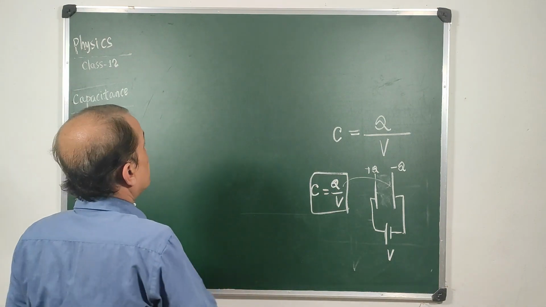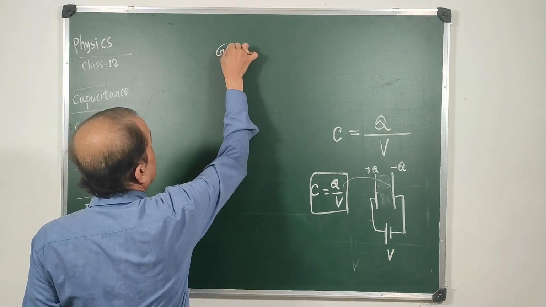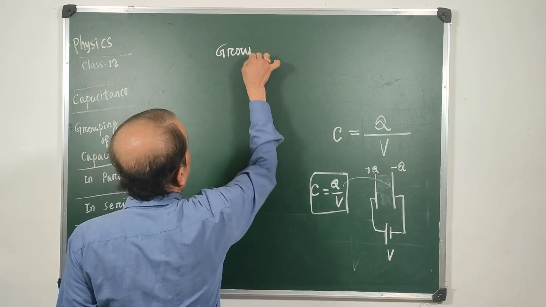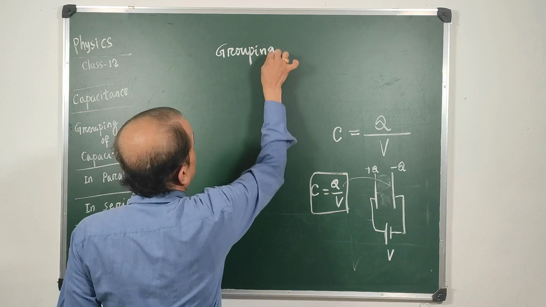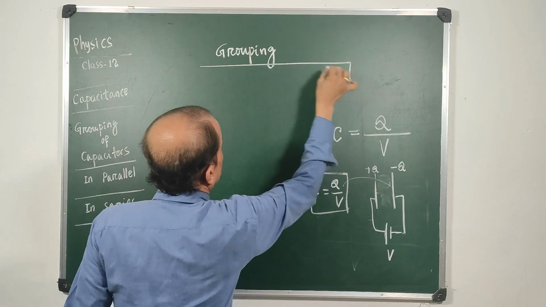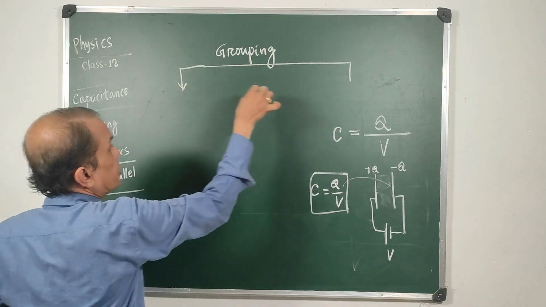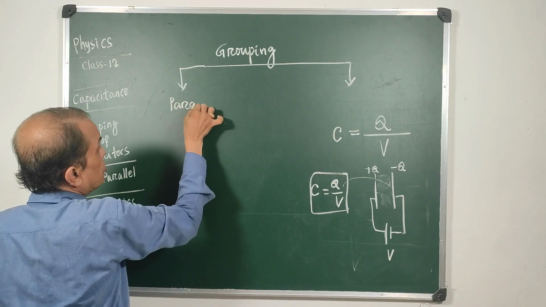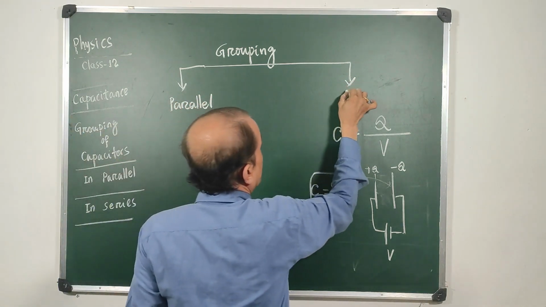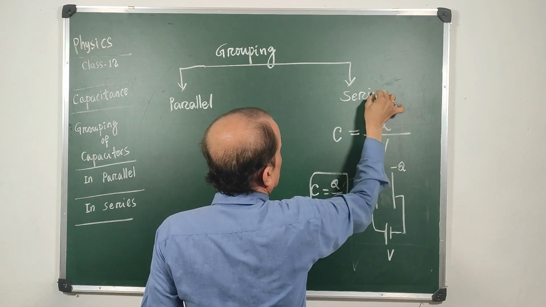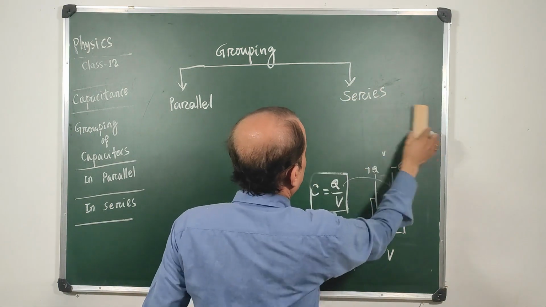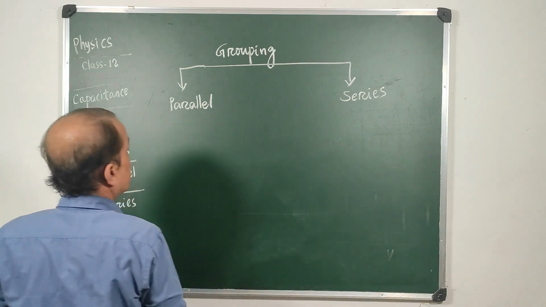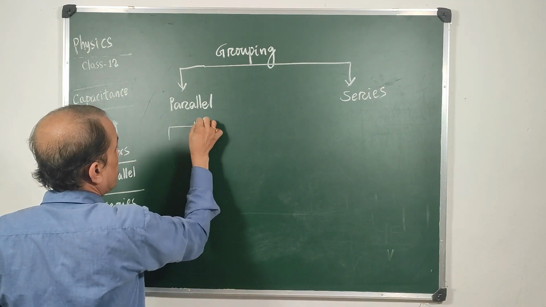Next we shall think of a grouping or combination of capacitors. Grouping or combining capacitors can be done in two ways. It can be done parallel to each other, or it can be done in series. Pictorially, if we take it in pictures, how would they look in a circuit? Suppose we have capacitors like this.